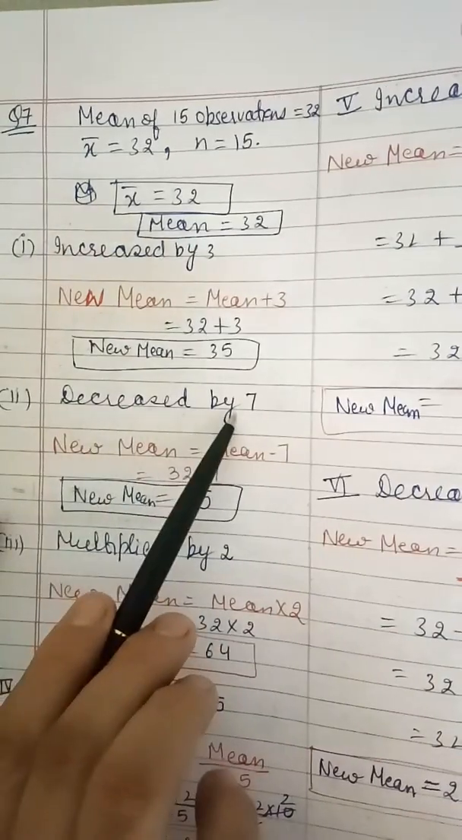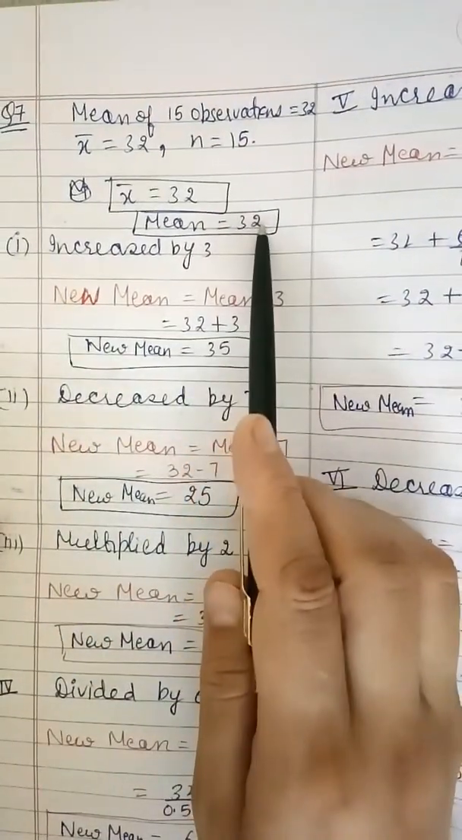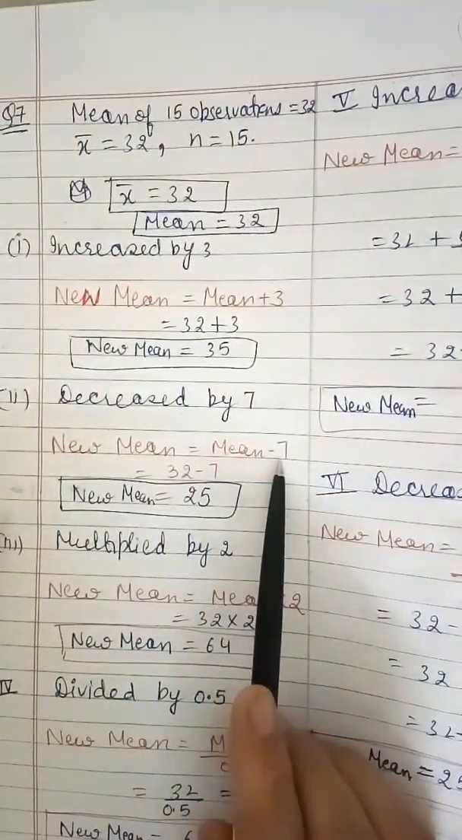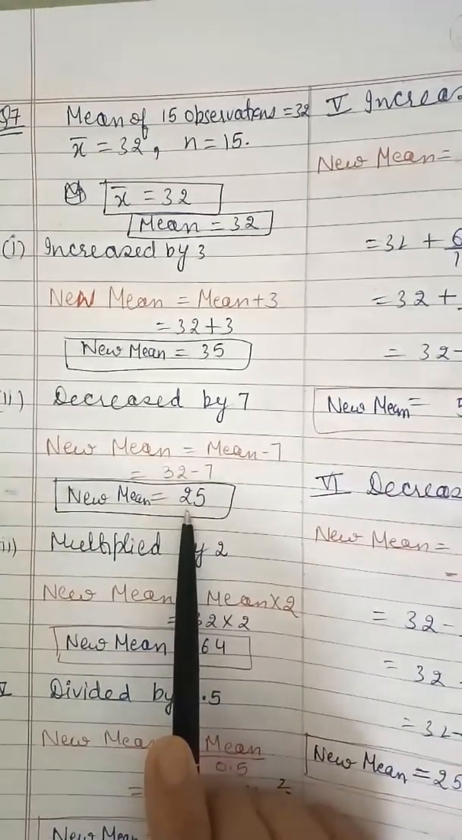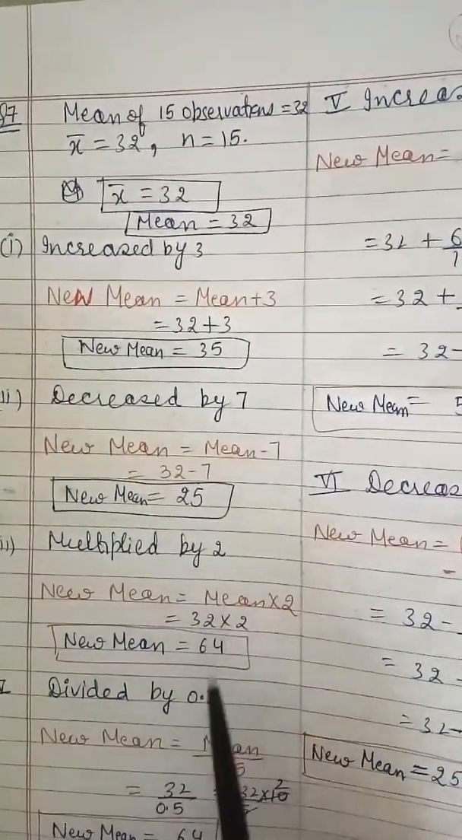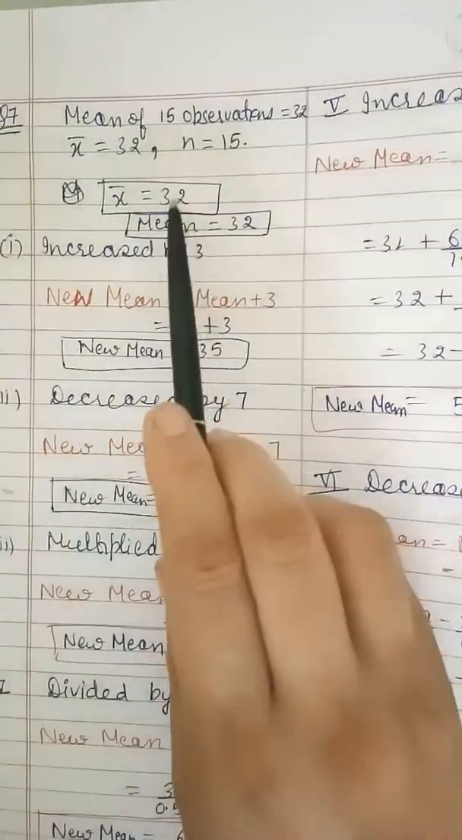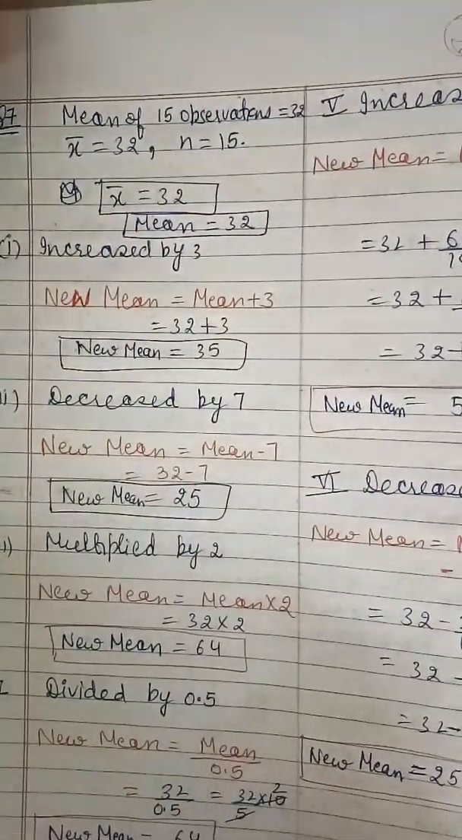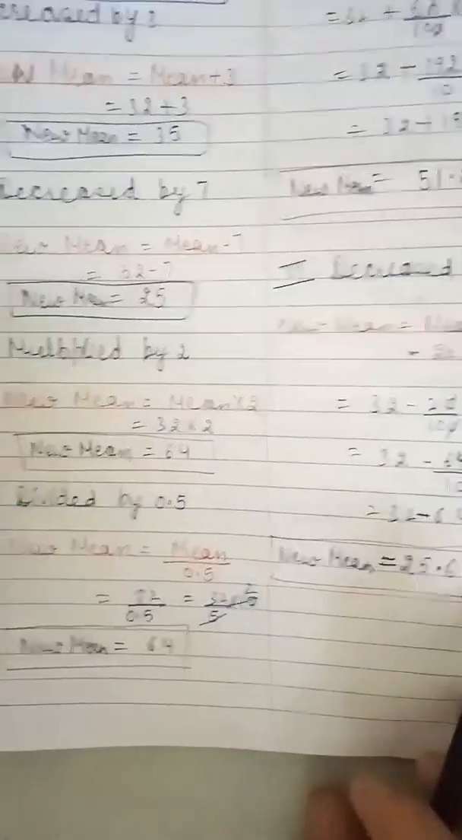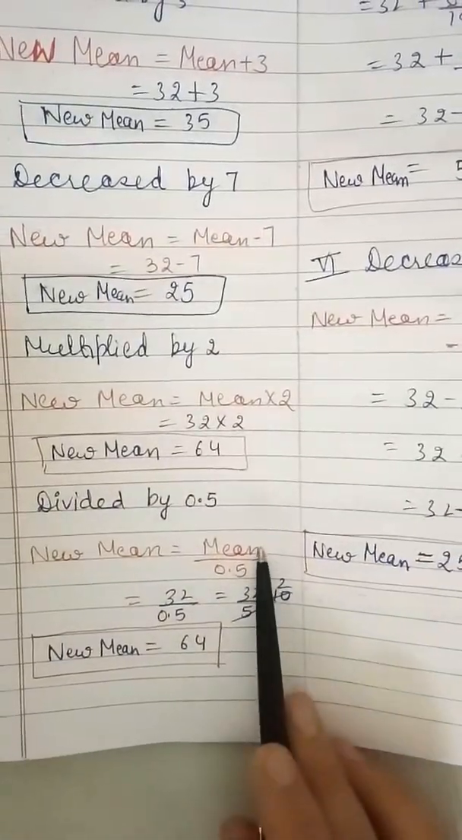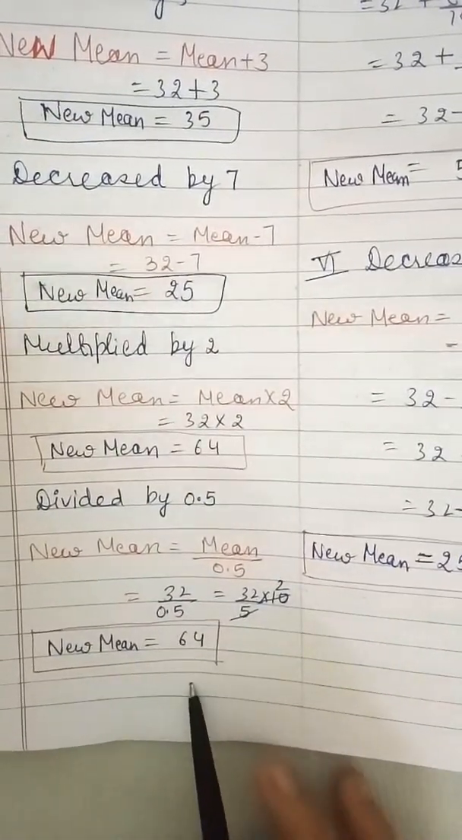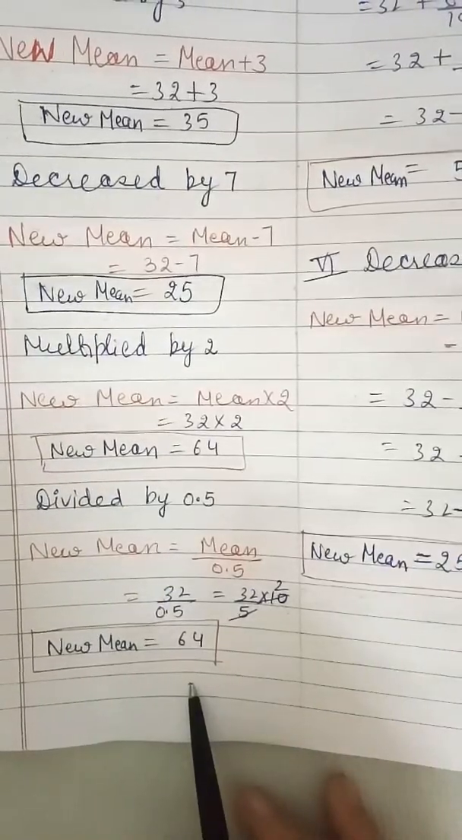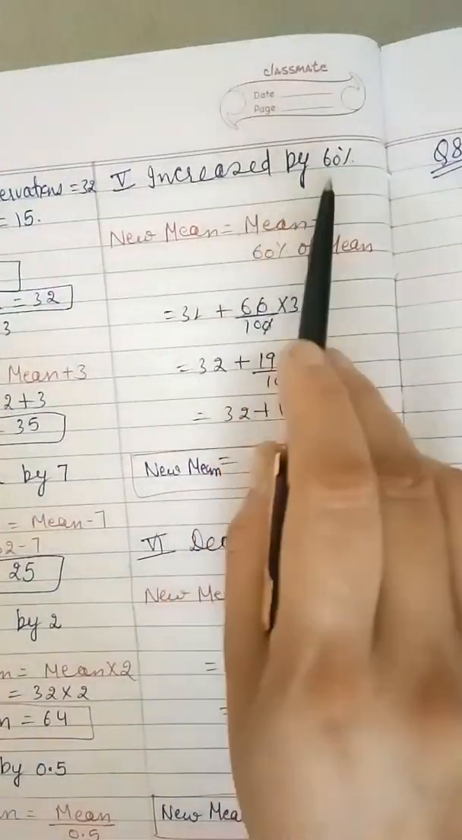Second is decreased by 7. From the original mean you will subtract 7. So it is 25. Multiplied by 2 means this mean multiplied by 2. So 32 into 2, 64. Then divided by 0.5. So again you will divide the mean by 0.5. We are getting 64.